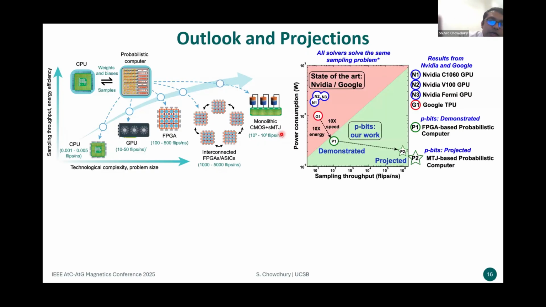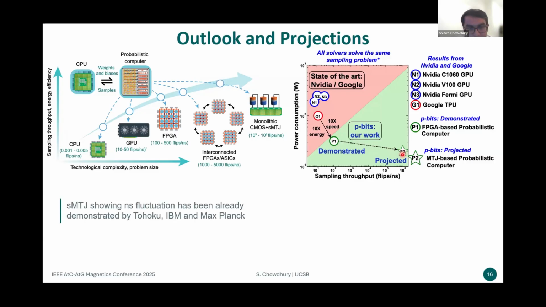And then I'm showing a power consumption versus throughput comparison with all these other devices that we have, like GPUs and TPUs, compared to our devices. We can see that when we solve the same problem, with all the devices I'm listing on the right, our power consumption is very low by comparison, and our sampling throughput is also very high.